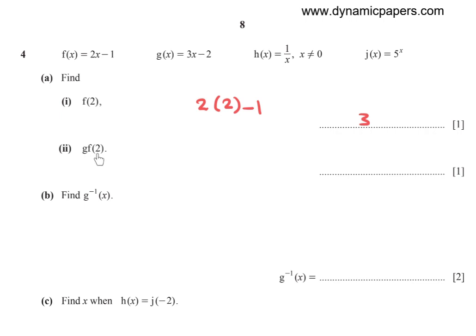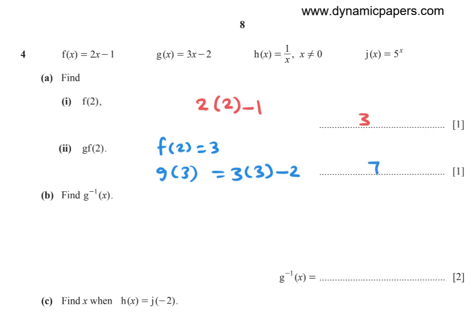Okay? Now how to find gf(2)? First find f, we already have f(2). Substitute 3 in g, since f(2) equal 3. So gf(2) means g of 3 equal 3 times 3 minus 2, which is 9 minus 2, so 7.